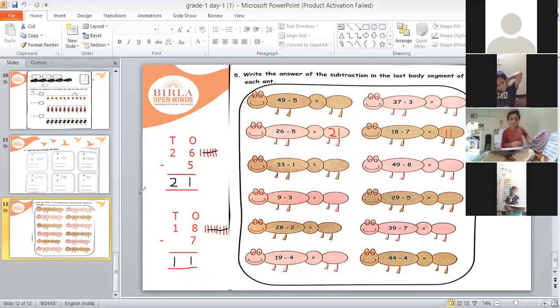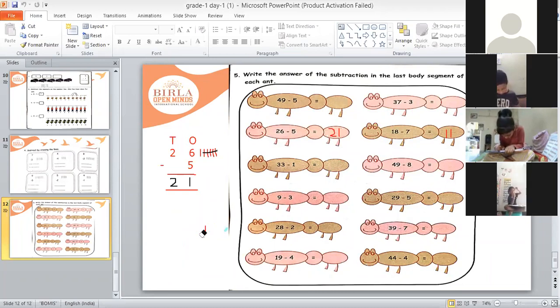Okay. Suryansh. Yes, ma'am. Yeah. Suryansh, you tell me what is the next question? Read next question. Fifth one. 33 minus 1. Okay, that's correct. This is 33 minus 1.